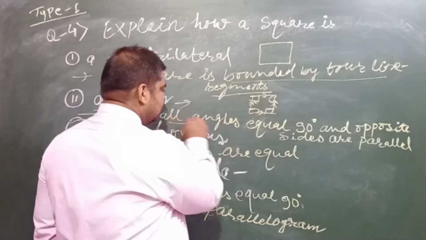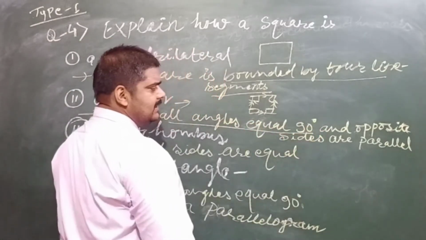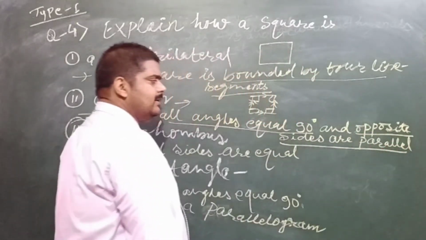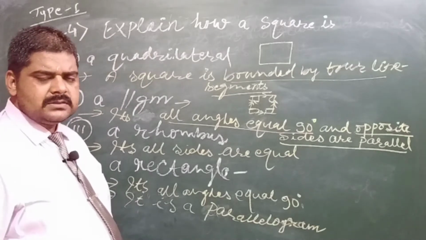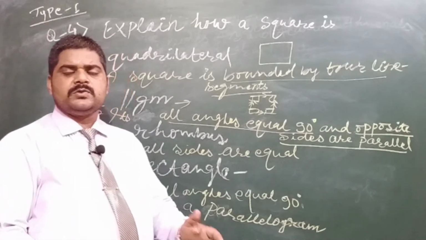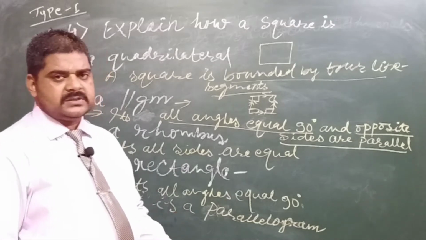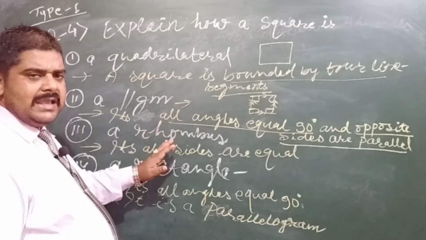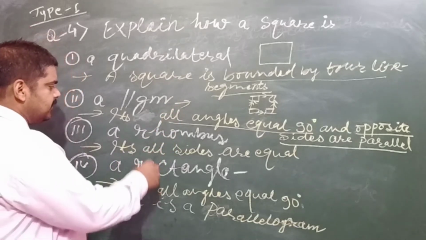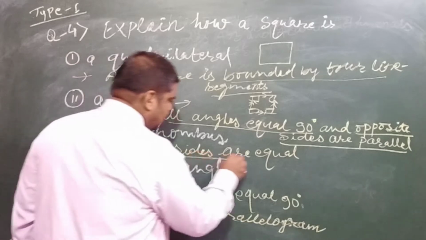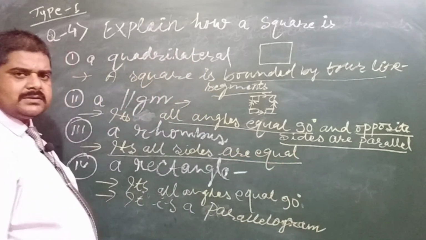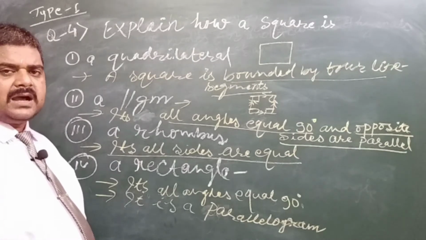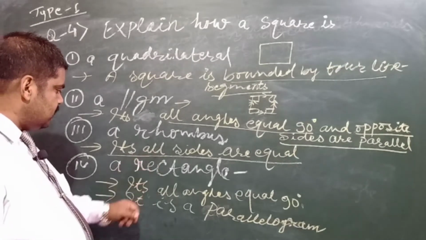Second, it is a parallelogram, and you can just mention two reasons because all its angles are equal to 90 degrees. This is the first reason, and the second reason is that opposite sides of a square are parallel, and you know that a quadrilateral whose opposite sides are parallel must be a parallelogram. The third one is a square is a rhombus also, because by the definition of rhombus, all sides are equal. The quadrilateral whose all sides are equal must be a rhombus, and a square has all sides equal, so it is known as a rhombus.